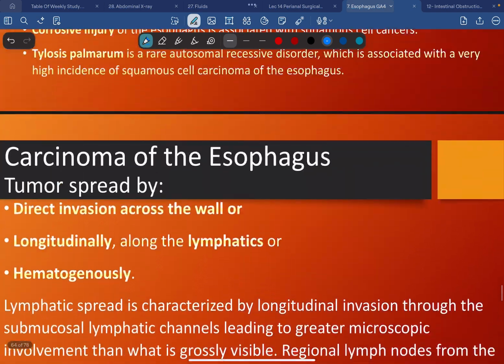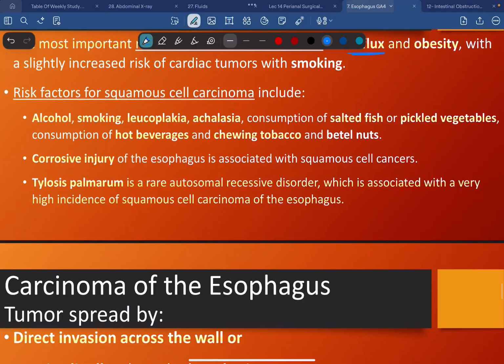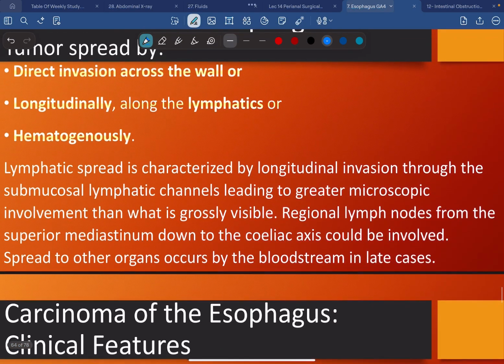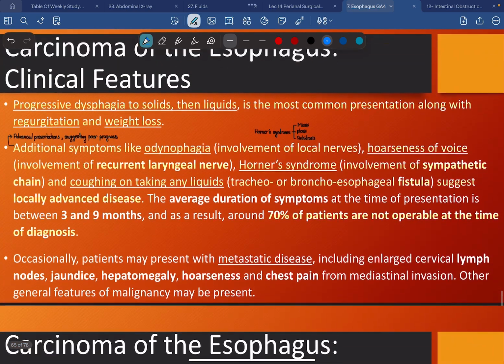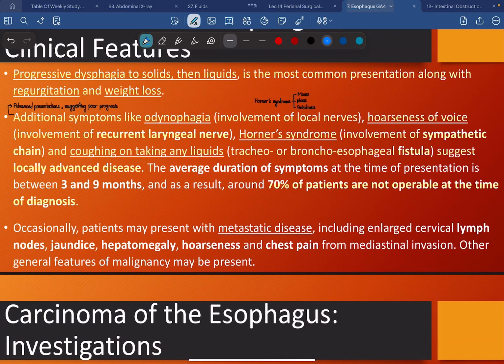The spread of the tumor is by three ways: direct invasion across the wall, longitudinally in the submucosal lymphatics, or hematogenously to the liver, lung, etc. Clinically, it presents with progressive dysphagia to solids and then to liquids later, regurgitation, and weight loss. This is why we should always pay attention to unintentional weight loss.